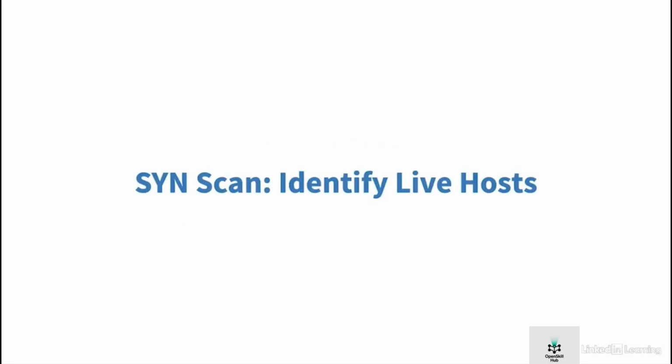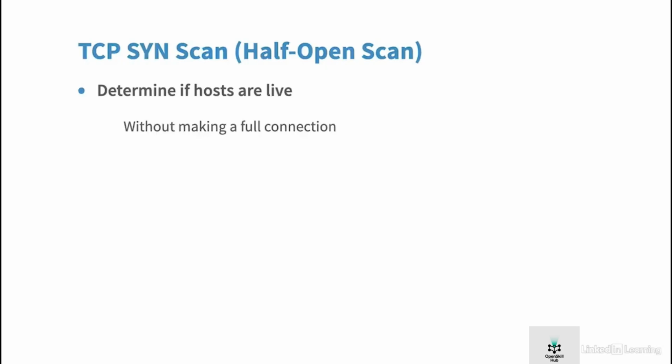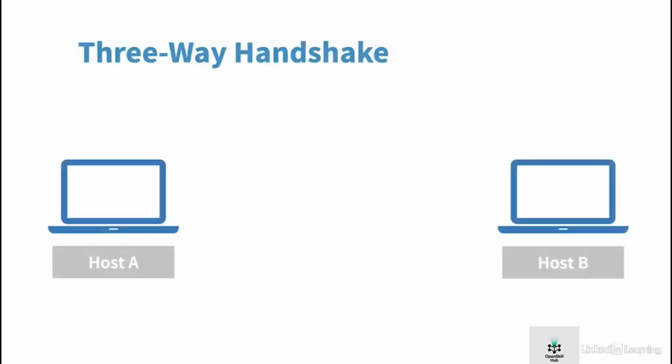First, let's talk about how a TCP SYN scan works. The TCP SYN or half-open scan sends probes out onto the network to determine if hosts are alive and responding without making a full connection. This makes it less likely to be logged by certain systems and harder to detect than a full connect scan. The SYN scan is one of the most popular scanning methods because of its speed and also because it's a bit stealthier. Let's talk about how this works.